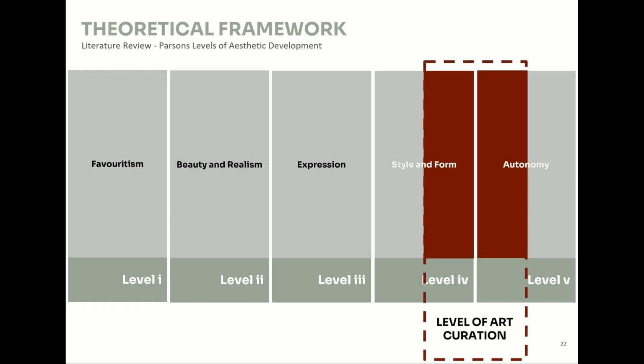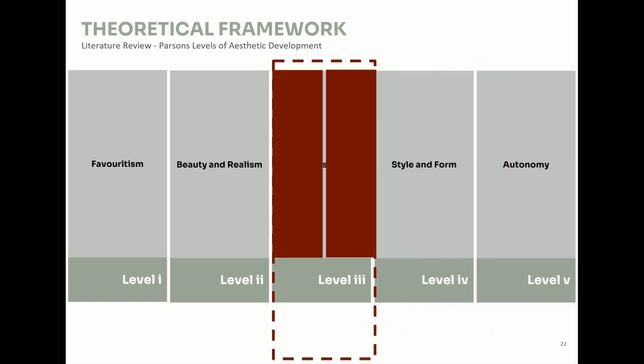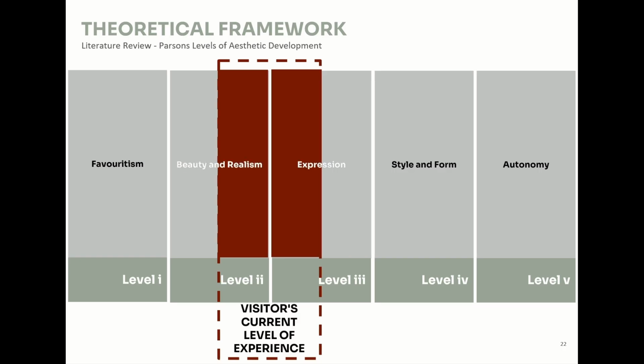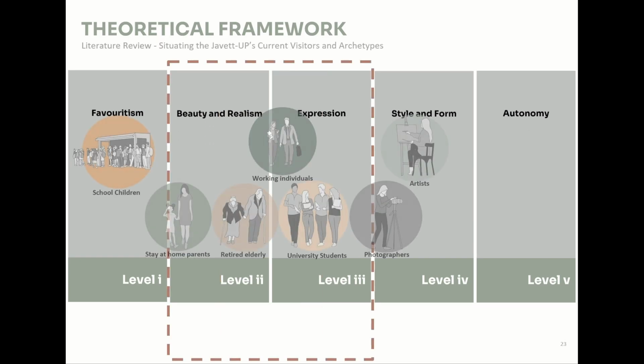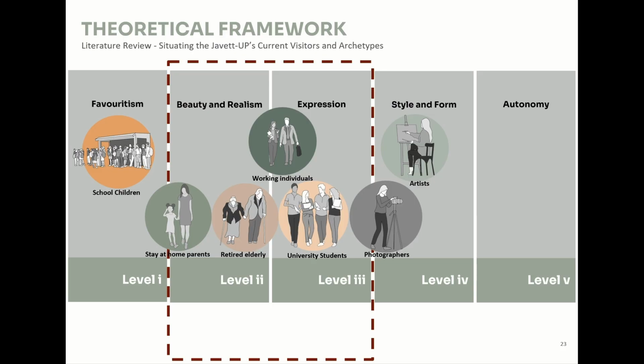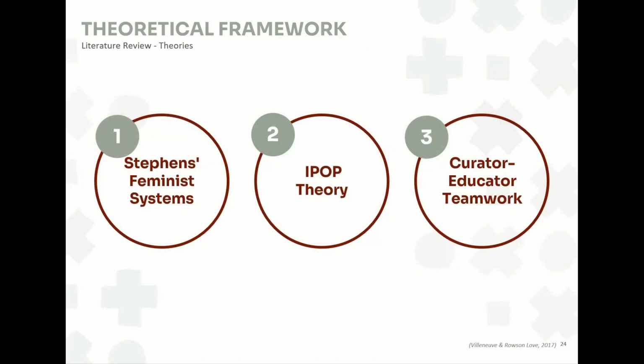Parsons theorizes that artworks are curated at a level 4 and 5, while the visitor's current level of response is between a level 2 and 3. This is further supported by situating the current Javid UP archetypes into the relevant level. We can see that curatorial methods need to be improved to accommodate a larger group of visitors' intellectual levels. Next, we identified 3 relevant theories from Villeneuve and Rosen-Love's publication to understand how best to implement edu-curational methods.